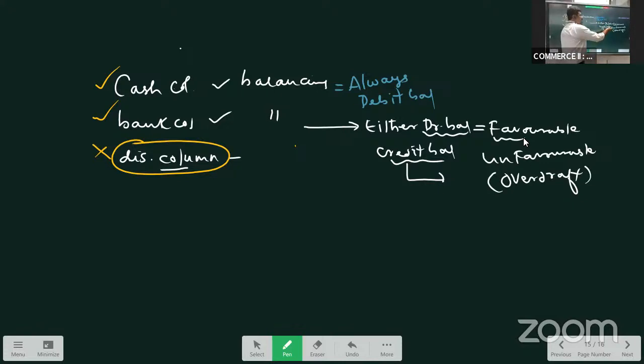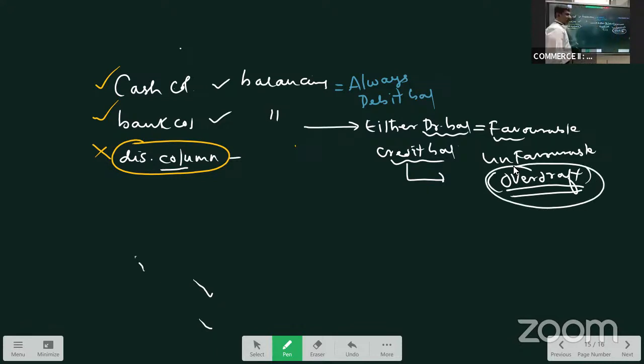But if the bank column is showing credit balance, it means the business owes to the bank. The business has overdrawn from the bank. It is called overdraft. And this overdraft is also a 2 marker. Take a note of this. We'll get 2 marks for: what is an overdraft? And of course, discount column, as I said, we don't do balancing.